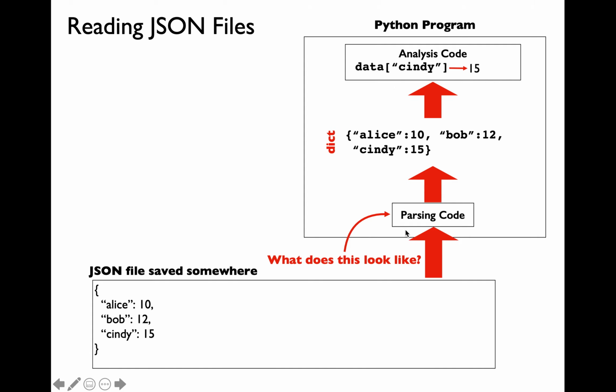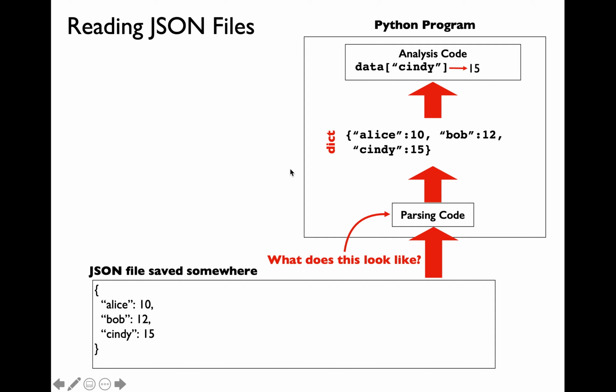So once we go through the parsing code, we are going to get the data into the appropriate format within the Python code, and we can use the analysis code to look up certain values within the original JSON file data. Let's go through an example here.